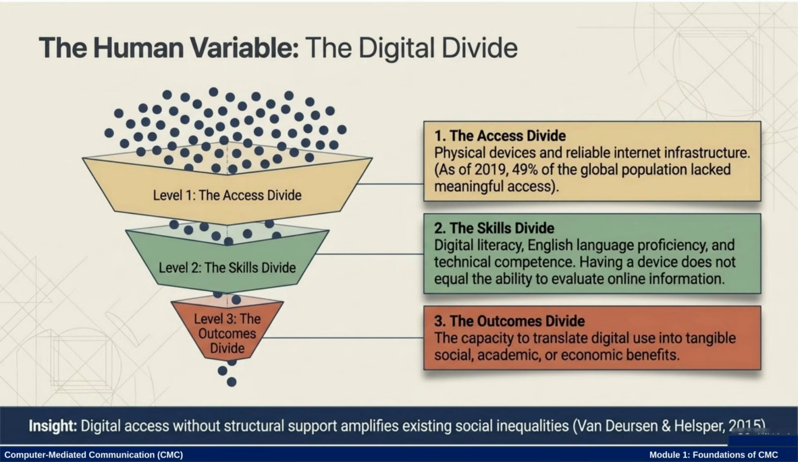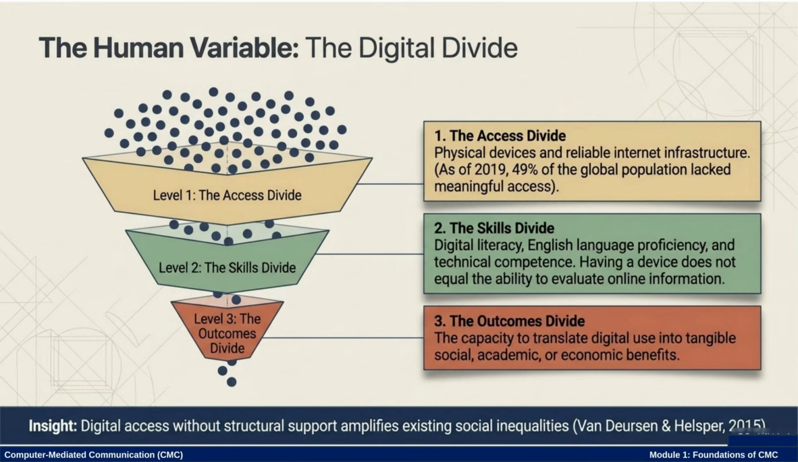Level 2 is the skills divide: digital literacy, English language proficiency, and technical competence. Having a device does not equal the ability to evaluate online information. You can own a smartphone and still struggle to judge whether a news article is trustworthy or false. Level 3 is the outcomes divide, the capacity to translate digital use into tangible social, academic, or economic benefits. Can this access actually improve someone's life, their grades, their income, their opportunities?